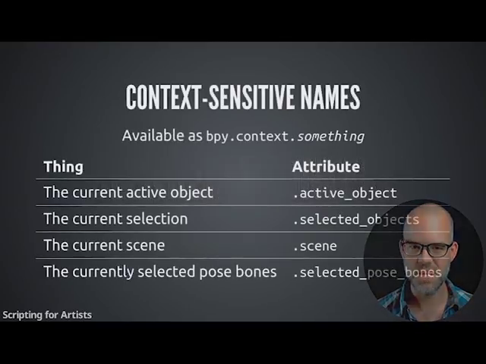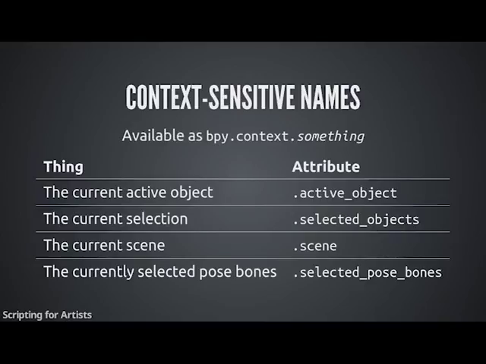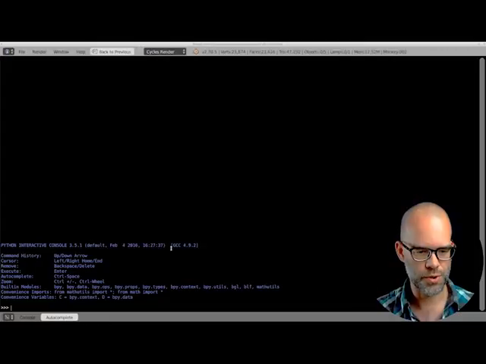It's a special object that gives you names for the context, the current state of Blender. So it has .activeObject for the current active object. It has .selectedObjects, which is a list of all selected objects. The current scene is .scene, the selected pose bones are .selectedPoseBones. And we can take a look at that here in the console.